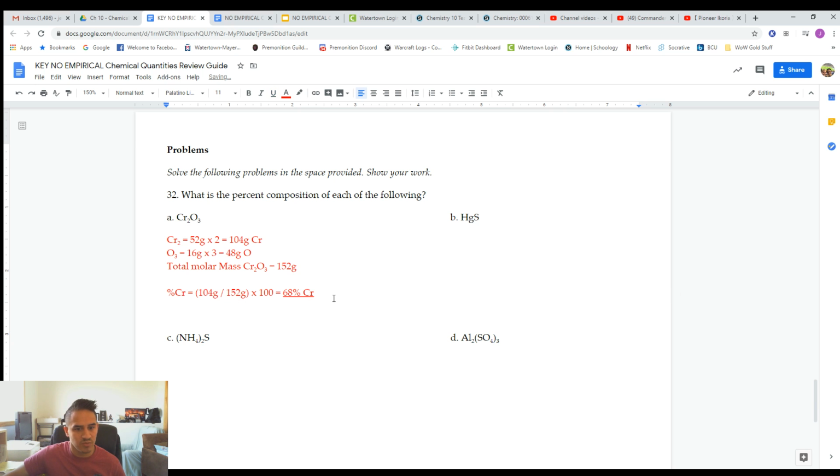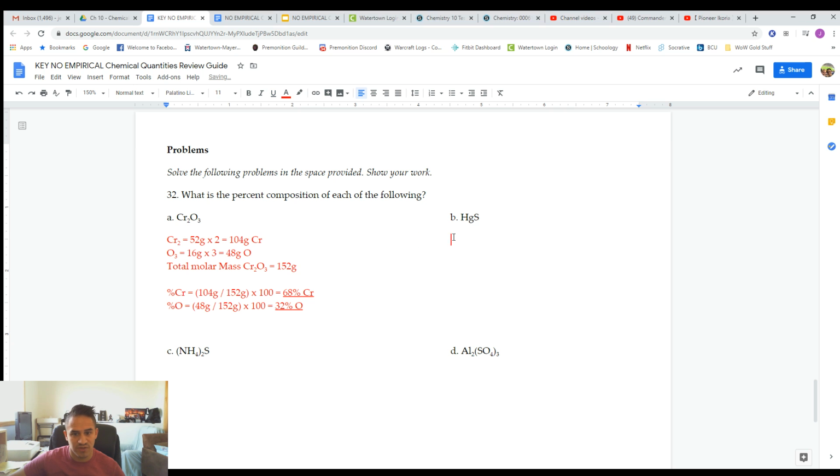And then we could take 100 minus 68 to find the oxygen, but we're just going to do the math out for that one too, since we happen to know the numbers. So percent for oxygen is going to be the mass of the oxygen, which is 48 grams, divided by 152 grams, and then again times by 100. So 48 divided by 152 times 100. And again, rounding to whole numbers, to make this equal to 100%, you get 32% for the oxygens. All right, so there is that one.